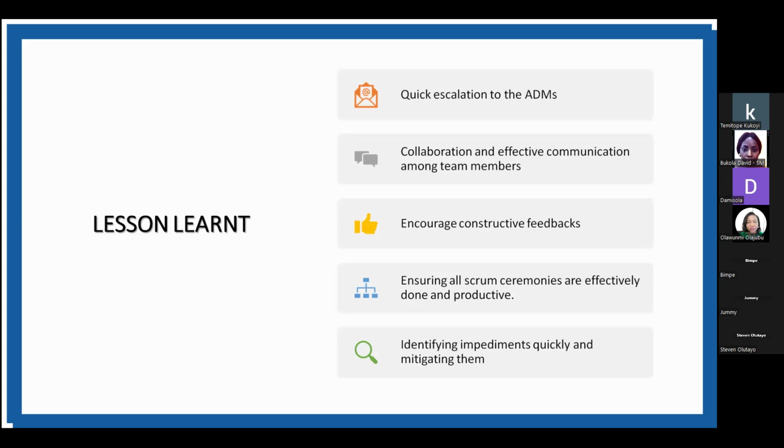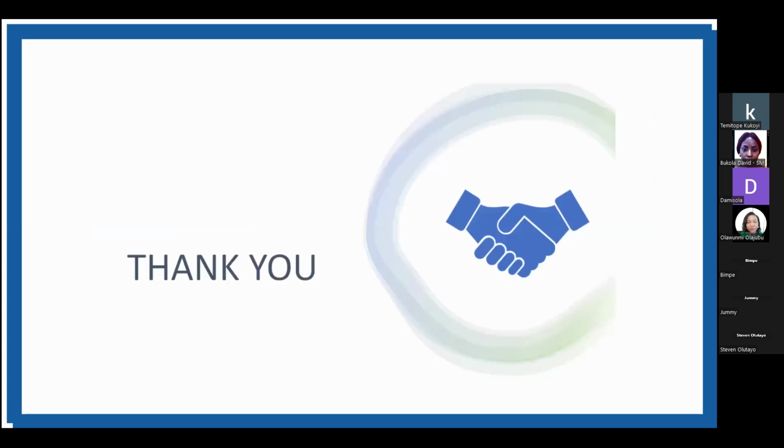These are the lessons learned. Quick escalation to ADM, collaboration and effective communication among team members, encourage constructive feedback, ensuring all Scrum ceremonies are effectively done and productive, identifying impediments quickly and mitigating them. Next slide, please. Thank you.